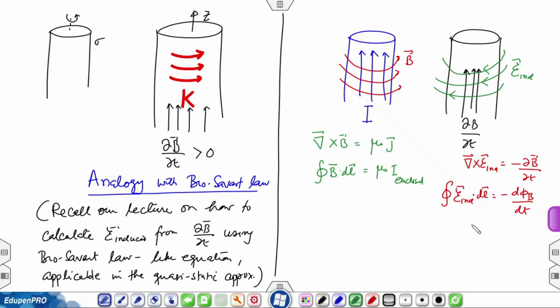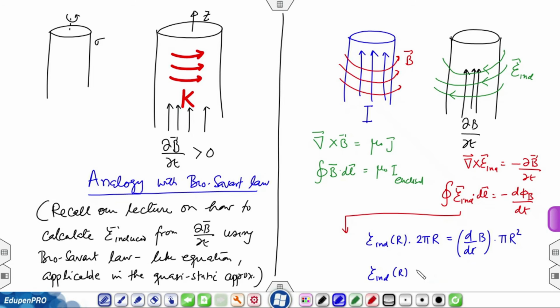From the equation given here, I am going to have E induced at the radius times 2 pi r is equal to d by dt of B times pi r squared, or E induced at the periphery is going to be equal to r by 2 dB dt. So, we found what E induced is.